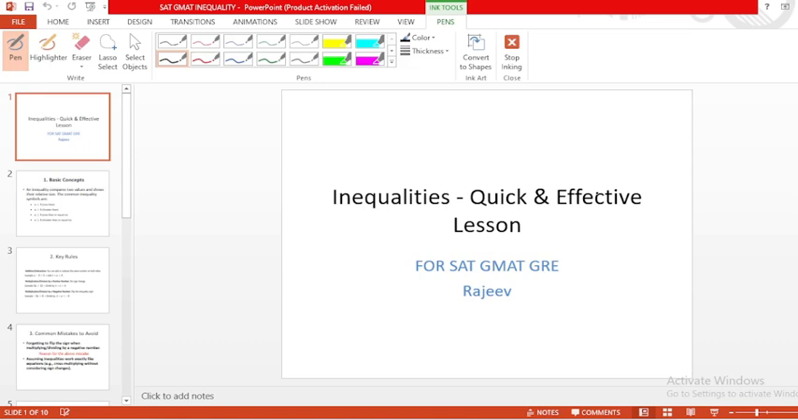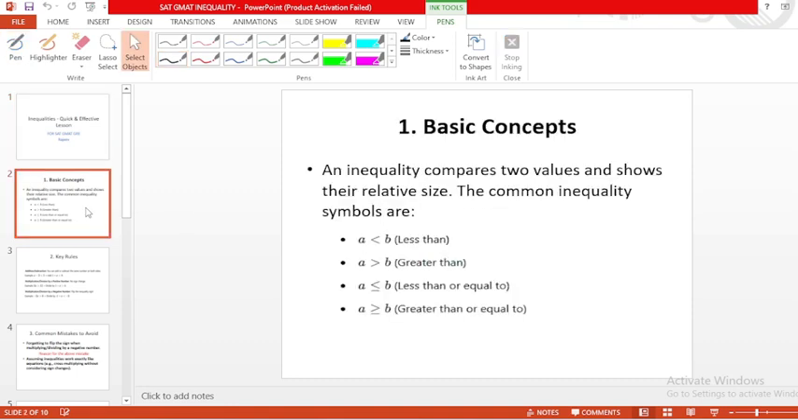I welcome you all to a very important topic, and the topic name which you can see is Inequalities, Quick and Effective Lesson. This is important for SAT, GMAT and GRE. So friends, we will just go to the topic. So friends, we know that the basic concept is this.